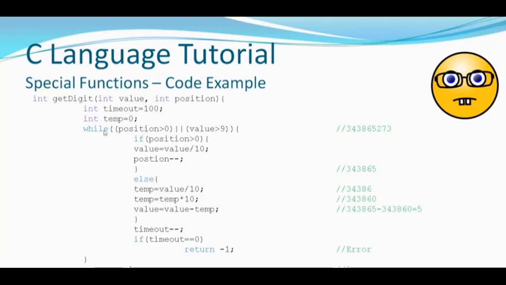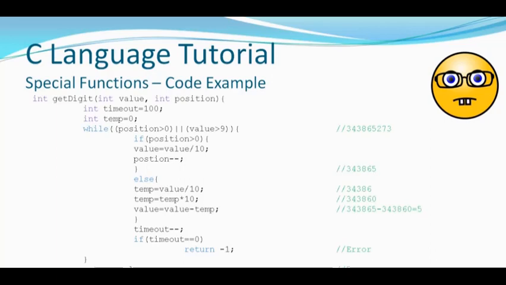Then we will have a while loop which will test for whether the position is bigger than 0. We will OR that with the value if it's bigger than 9. So what this basically means is that both these conditions have to be 0 in order for the while loop to terminate at the end of the day. If any of these two are still not met, then it will continue to stay in the while loop.